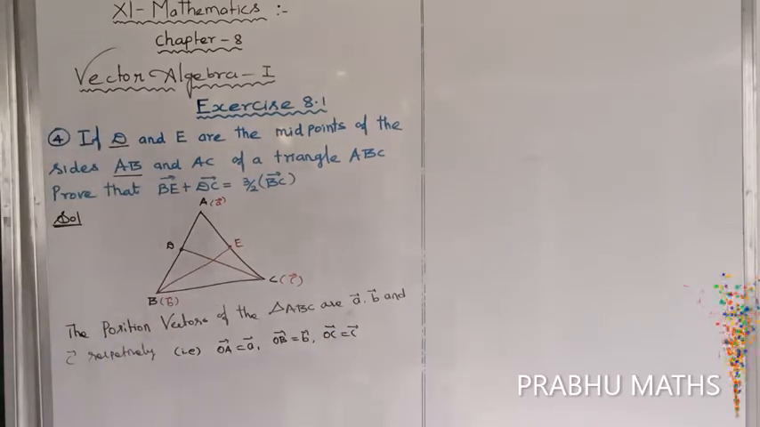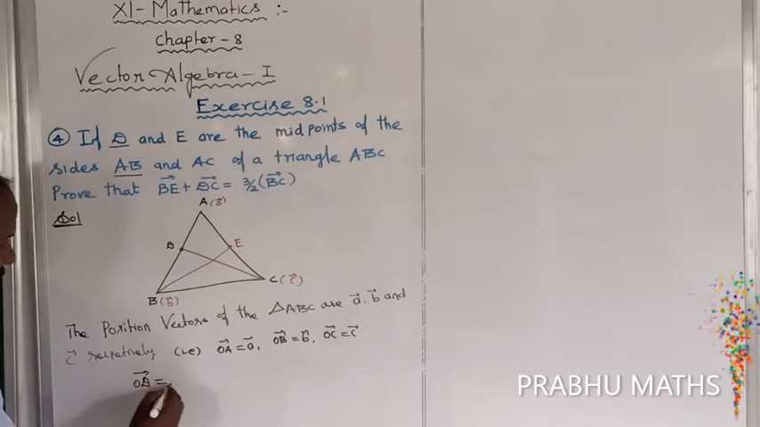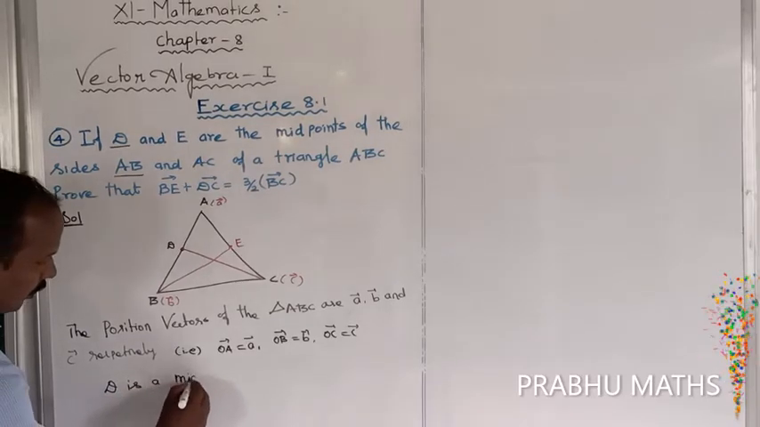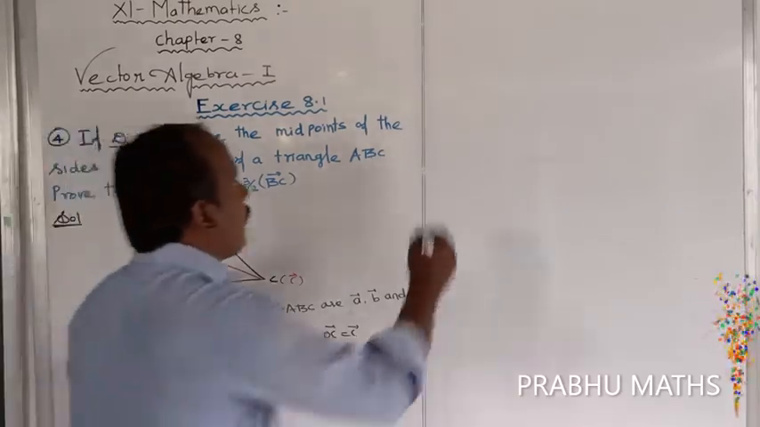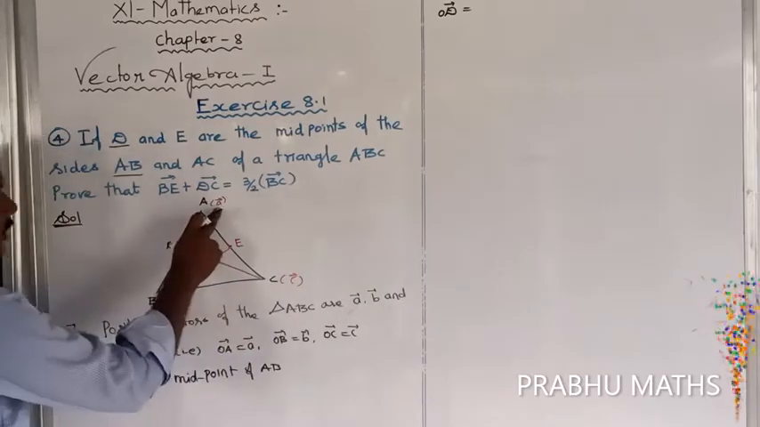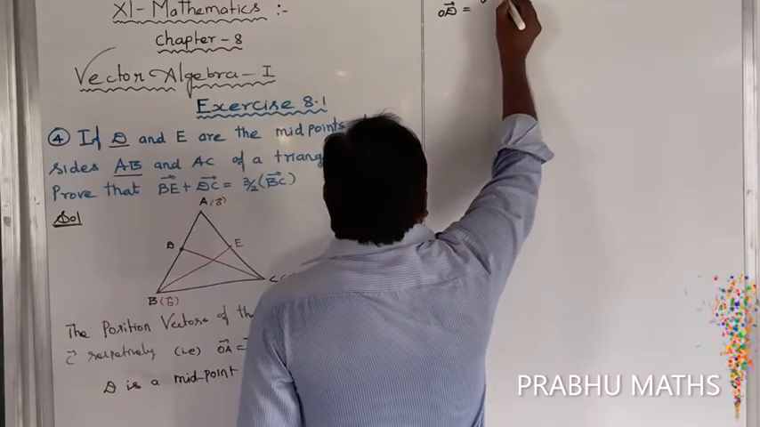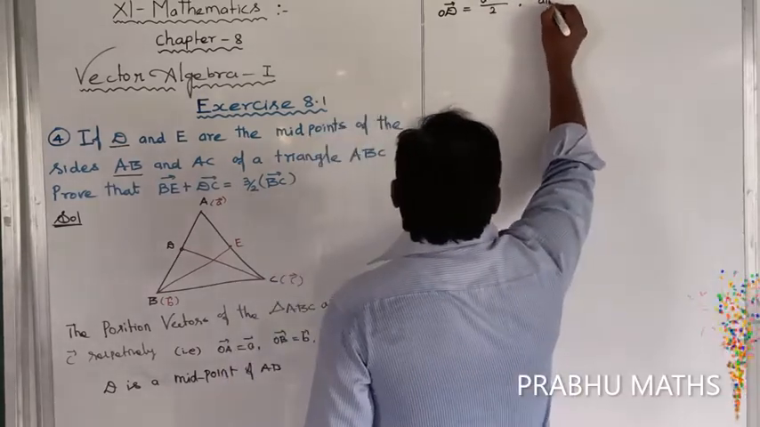Next, to find the midpoints. The midpoint of AB is D, so the position vector OD is the midpoint of AB. Here this is A vector, this is B vector. So the midpoint of AB is A vector plus B vector divided by 2. That is the midpoint.